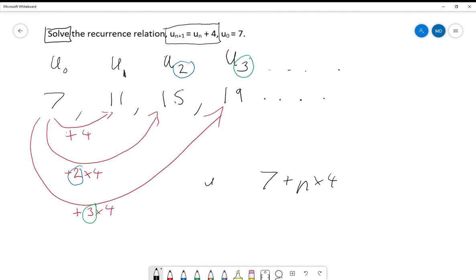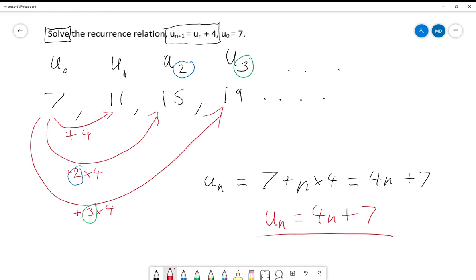So our u(n) is going to be equal to 7 plus n times 4. Now normally we wouldn't write it that way. Normally we would write it as 4n plus 7. And this here is our solution to this recurrence relation. This is the closed form, u(n) equal to 4n plus 7, is our closed form of the recurrence relation given at the top. This is it solved.